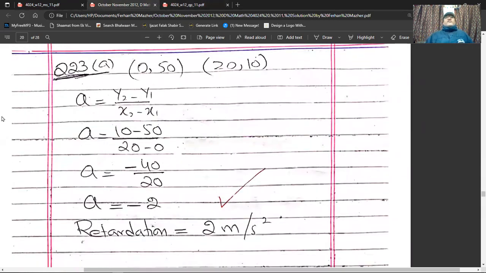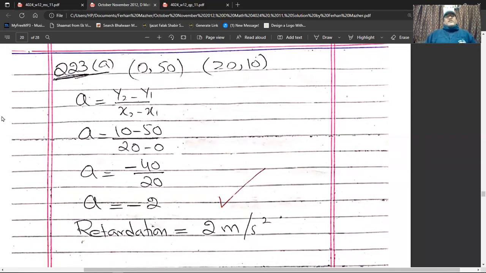So question number 23, A part, I will take 2 points. One is (0, 50) and the other is (20, 10). I have taken these 2 points on that speed time graph, and I will find out the gradient of that line. The formula for the gradient is (y2 minus y1) divided by (x2 minus x1). And you know the gradient of the speed time graph is equal to the acceleration.